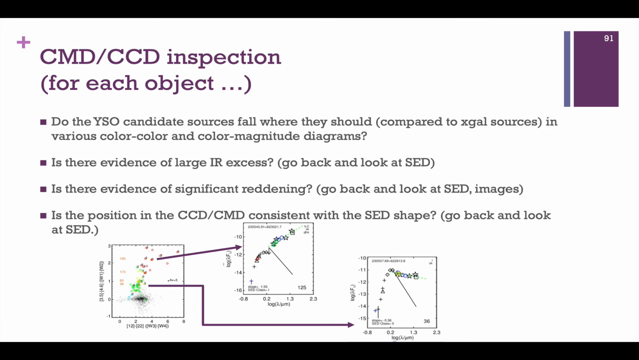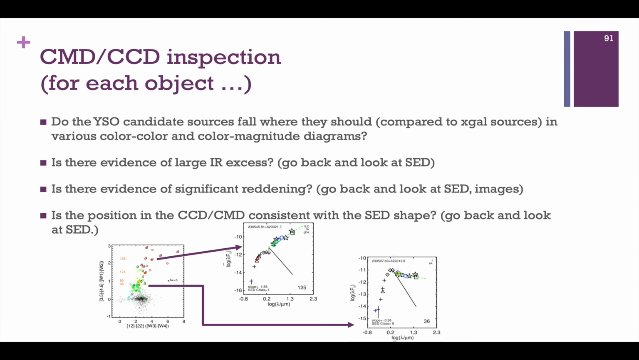Another thing we're going to have to do is inspect where these sources fall in color magnitude diagrams and in color diagrams. And we're going to have to do it for each object. Remember, an SED is going to give you multiple wavelengths all at once, but for just one source. A color magnitude and color diagram is going to give you only up to 4 measurements but for many sources at once. So we can figure out whether or not the YSOs we care about are falling where they should be in any of a huge number of color and color magnitude diagrams.